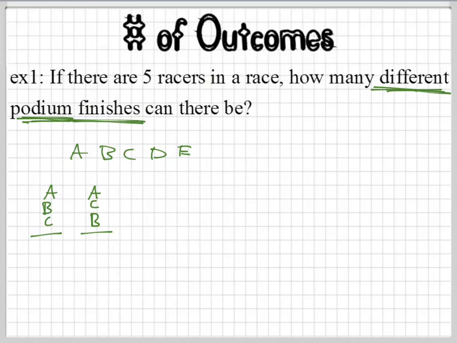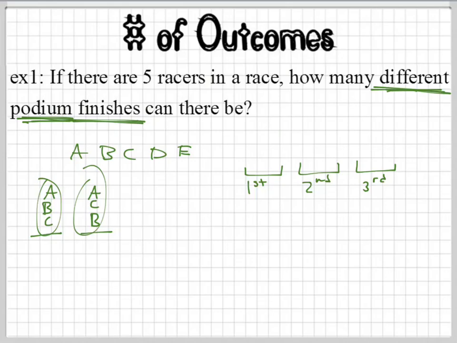And so, does order matter in this case? Yes, order matters. ABC is not the same as ACB. That's different. Order matters. So when order matters, you can use a permutation. Yesterday I showed you guys this. Now we're talking about 3 spots. And so there's first place, there's second place, and there's third place. Those are the only places that we care about.